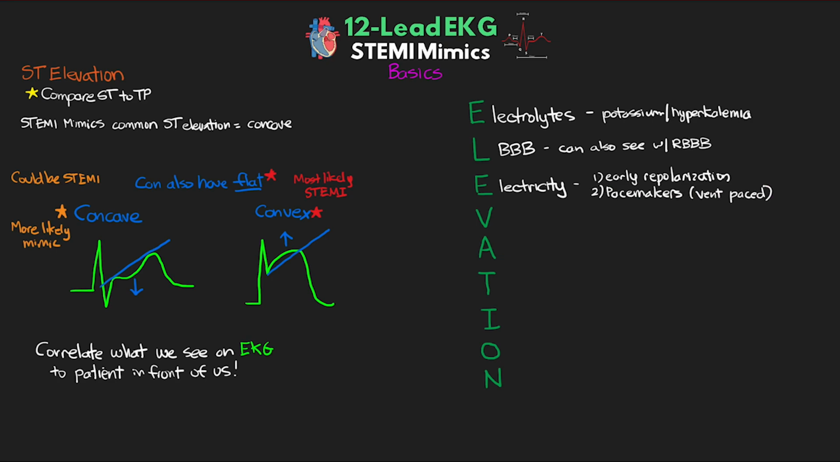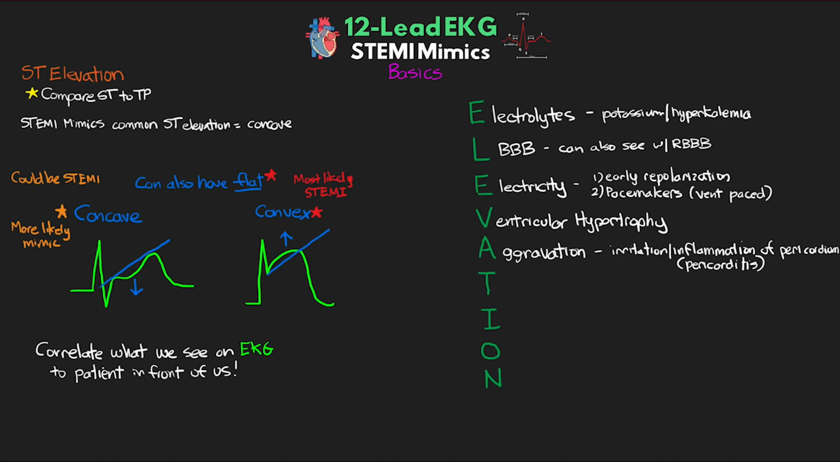Next, for the V, this is going to be ventricular hypertrophy, pretty self-explanatory. Then for the A, this is going to be aggravation. And this is a way to help you remember irritation or inflammation of the pericardium, aka pericarditis. Now for the T, this is going to be for thrombus. And here, primarily we're talking about pulmonary embolism or PE, but this could also be a coronary thrombus. And then for I, this is going to be injury. And this could be from infarction, although cardiac contusion can also cause this.